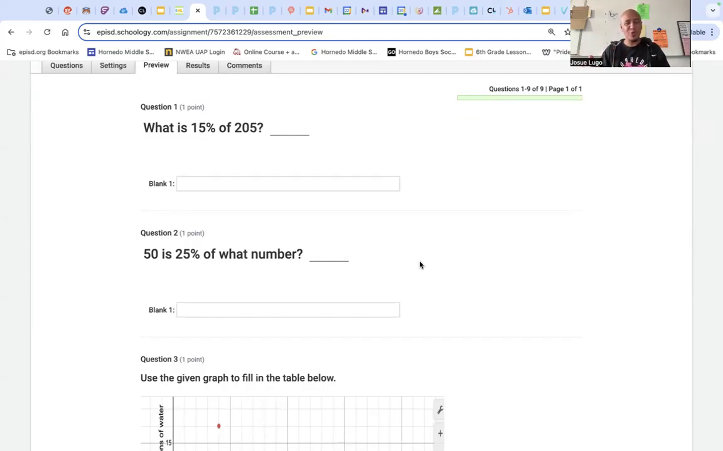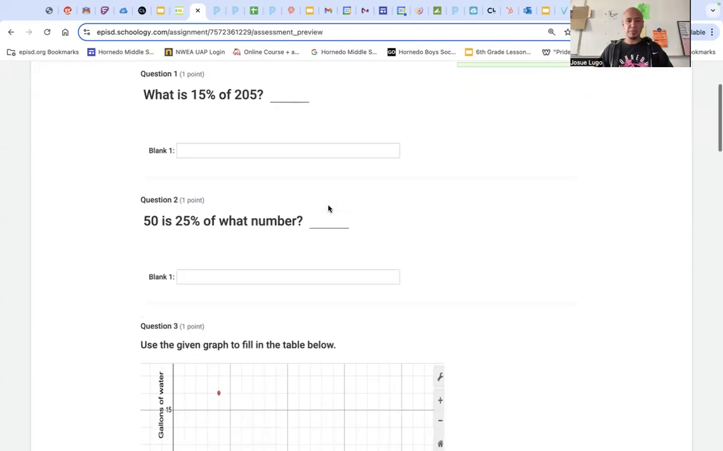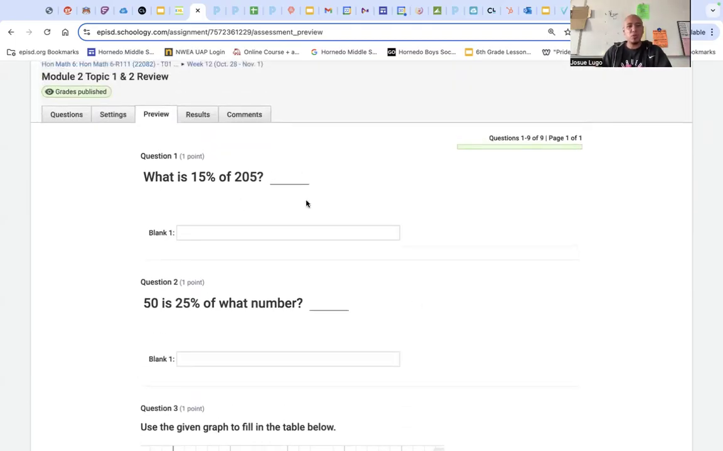If you're not doing it on your own, let's say you got this question on the test tomorrow, if you feel like you couldn't have done that on your own, then really look at your notes, look at previous assignments, look at the way that I did it, and maybe try to do it with different numbers. But anyways, let's go ahead and begin with question number 1. It says, what is 15% of 205?